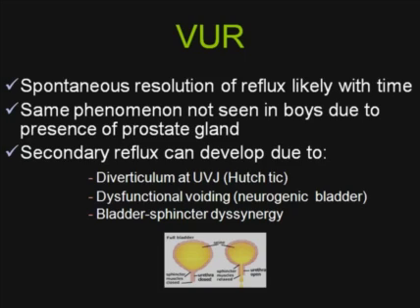Secondary reflux can develop when there is a diverticulum at the ureterovesical junction, a Hutch diverticulum, in patients with dysfunctional voiding who have a neurogenic bladder or have problems with bladder sphincter dysenergy.